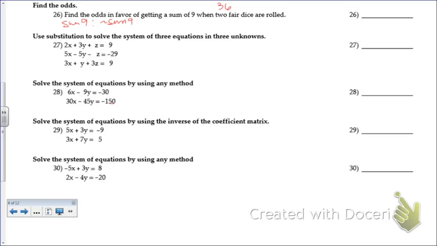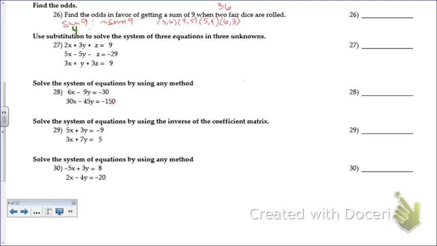If you did 3, yes, you could get a 3 and a 6. If you had a 4, a 4 and 5 would give you 9. If you rolled a 5 on the first, a 5 and a 4. And if you rolled a 6 on the first die, a 6 and a 3. So there are 4 different outcomes where you're going to get a sum of 9. So that would be 4.